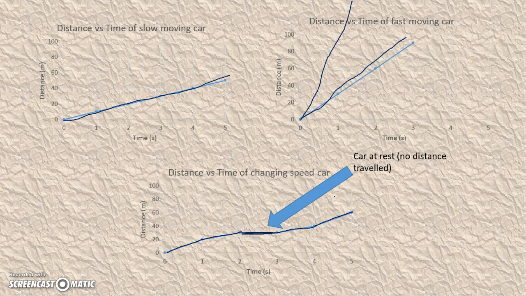Okay, so the car right there is at rest. How do you know? Because if you look, the distance isn't changing any. It's staying the same. It's flat. Okay, if the distance was going up, then we could say it traveled. But since it's not going anywhere.